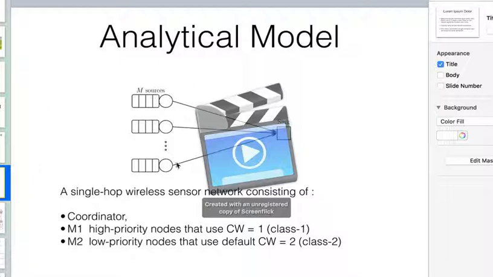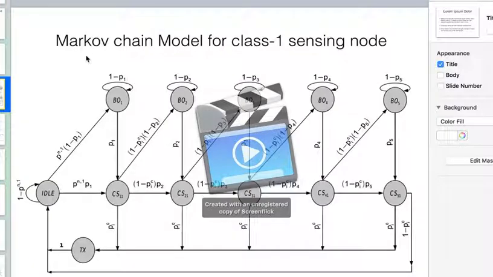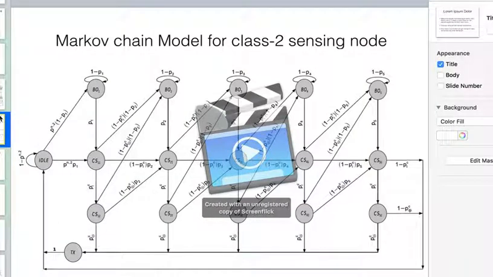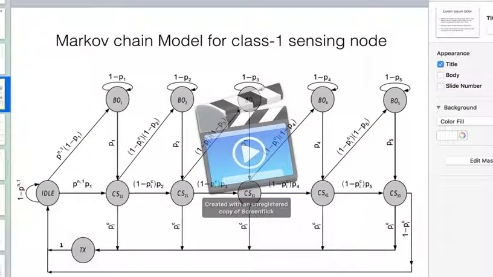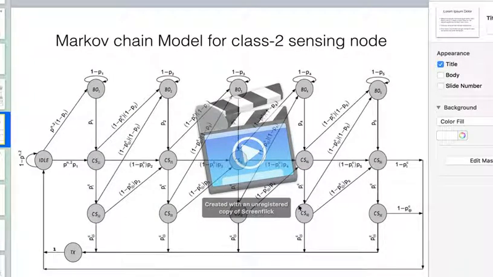This is our model. Two Markov chain models, for class 1 nodes and class 2 nodes. The difference between these two models are these states.